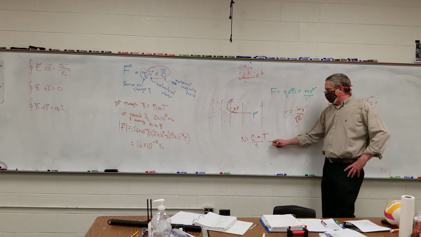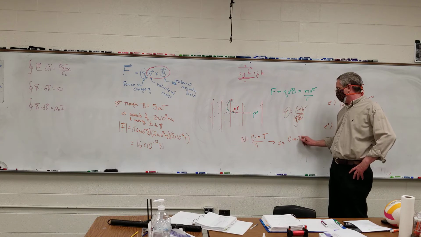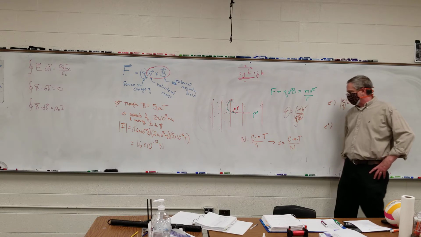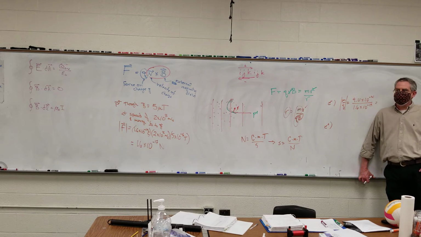Which tells us that we can have a unit of time of a second equal to a Coulomb meter Tesla per Newton. Fun with units. You have a new unit of time. Okay, it's a rehashing of an old unit of time, but a new way of expressing a second.